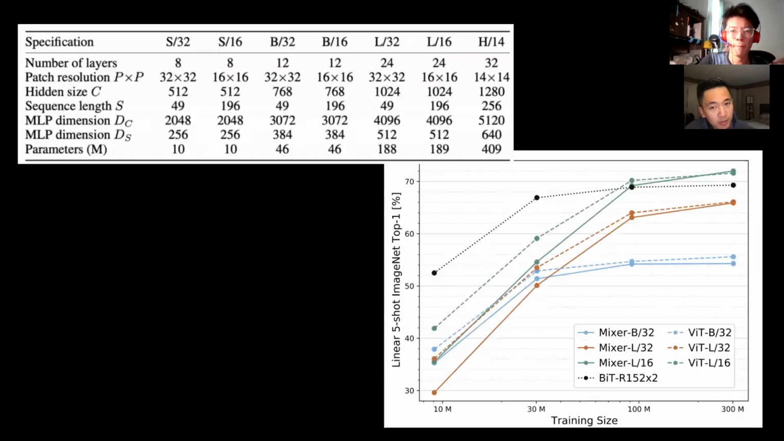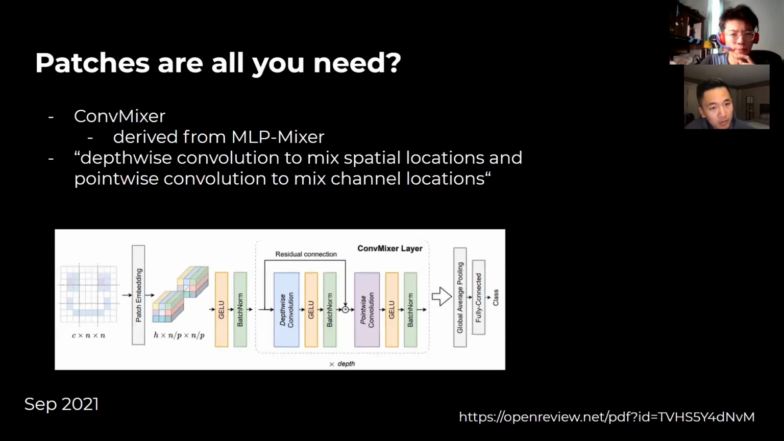Interesting. Yeah. So this is the MLP-Mixer model. And this is the conv-mixer model. It's basically the same thing, except we don't use MLPs for anything. We're using convolution layers. Back to convolution again. Yes. And there's depth-wise convolution to mix spatial locations and point-wise convolution to mix channel locations. It's just mixing stuff. It's the same concept, except they're using convolutional layers instead of dense layers.